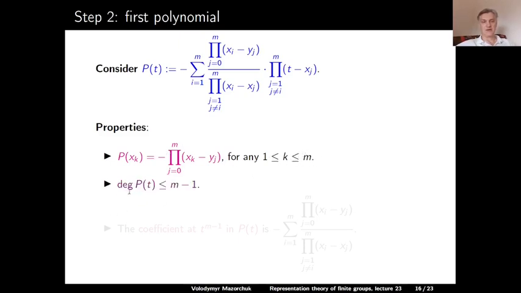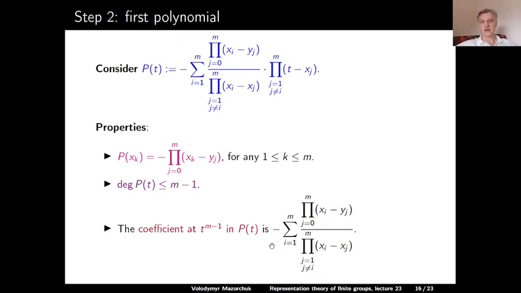Also, directly from the definition, the degree of this polynomial is at most m minus 1, because we can multiply t with itself at most m minus 1 times. And the coefficient at t to the power n minus 1 in this polynomial is exactly the expression which we are trying to understand. This is exactly the expression which we got at the end of step 1.